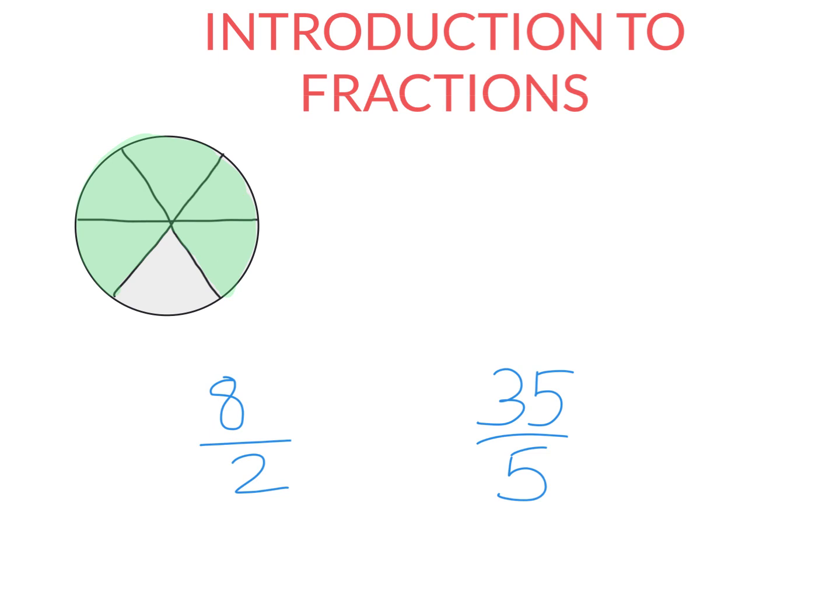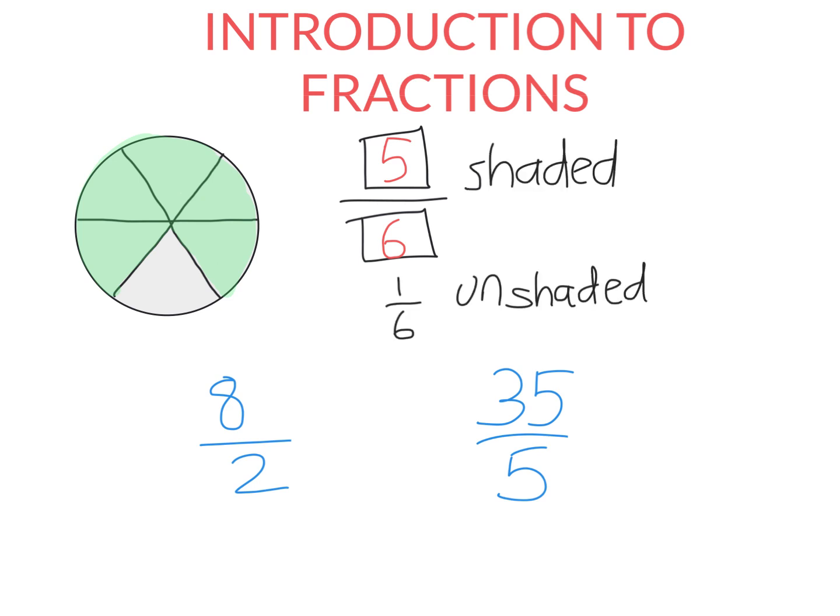Well, what we do with a fraction, we write some number over some number. This middle line here, called the vinculum, we read it as over. It really means divide. So here we have divided the circle into 6 parts, and 5 of those parts are shaded. And that means 1/6, one of these 6 parts is unshaded.